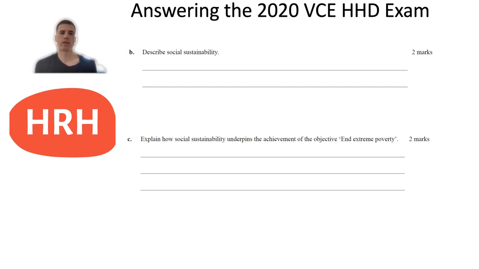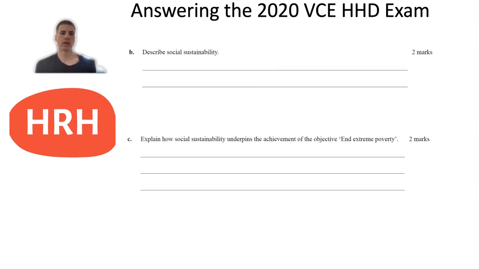Part B was then asking you to describe social sustainability for 2 marks. Something along the lines of creating an equitable society that meets the needs of all citizens now and into the future would have allowed you to achieve full marks for that particular question. You could have given an example of something related to social sustainability, such as access to education for all.